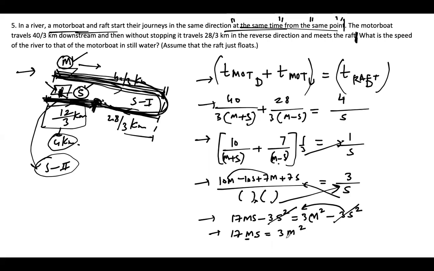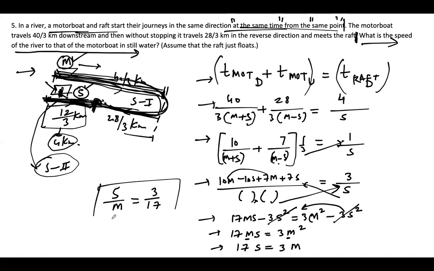Since m is not 0, I'll divide this equation by m. So I get 17s equals 3m. The question is asking: what is the speed of the river relative to that of the motorboat in still water? The speed of the river, which is s, divided by the speed of the motorboat is 3 upon 17. Is this point clear?